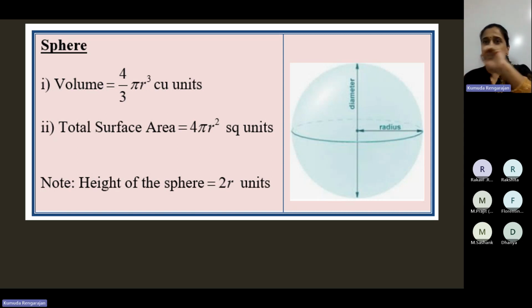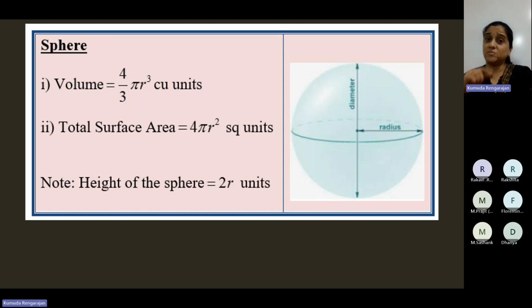Now this hemisphere will have CSA and one circle on the top. Imagine that laddu, 2 equal halves. So there is one CSA and there's one circle on the top. For this CSA, it will be 2 pi r square. For the circle, it is pi r square. So the total surface area of this solid hemisphere will be 3 pi r square.